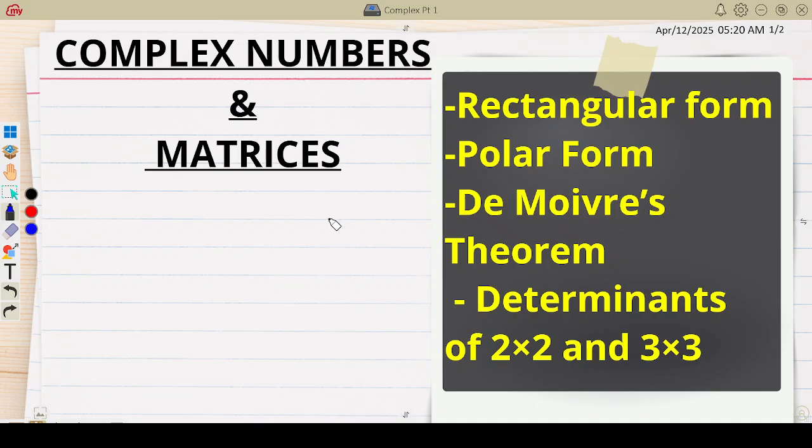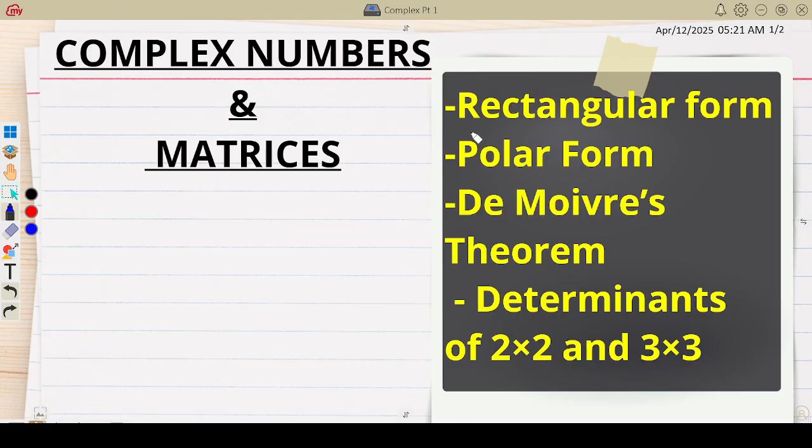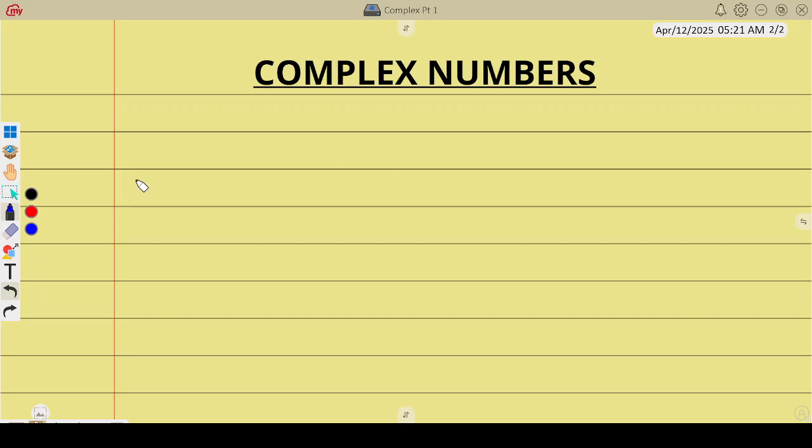Let us run through complex numbers and blend them with matrices. So, getting started, let us look at complex numbers. We're going to discuss the rectangular form and the polar form, and then we'll jump to the De Moivre theorem.